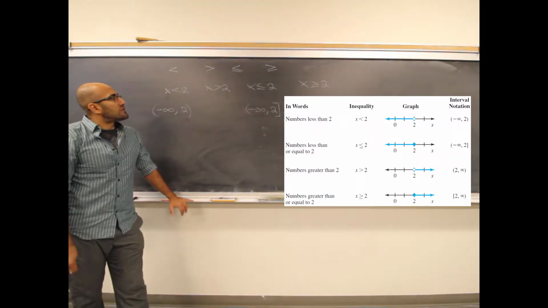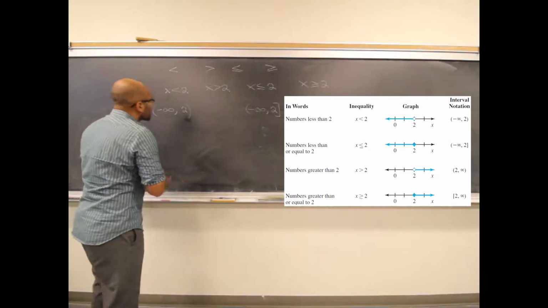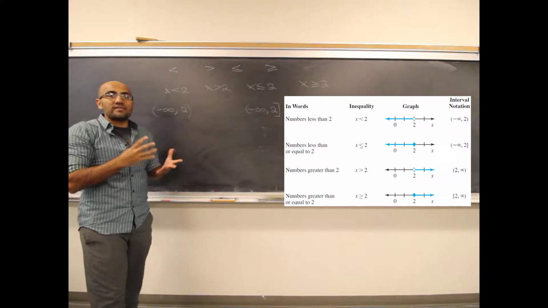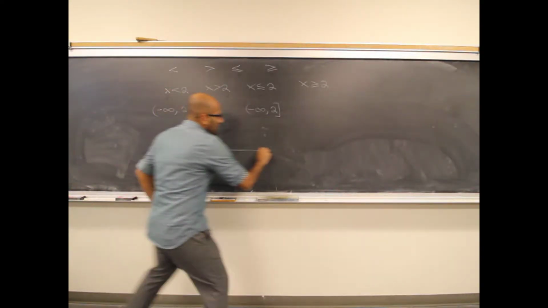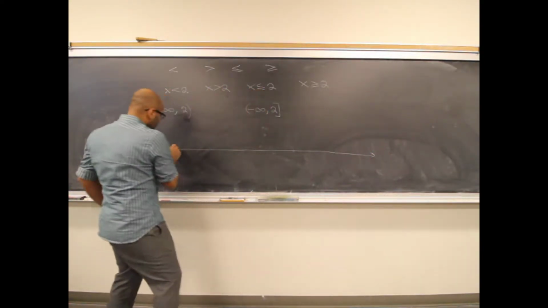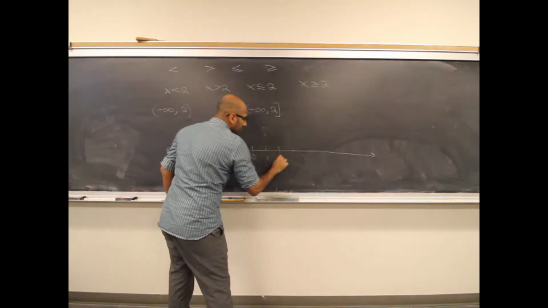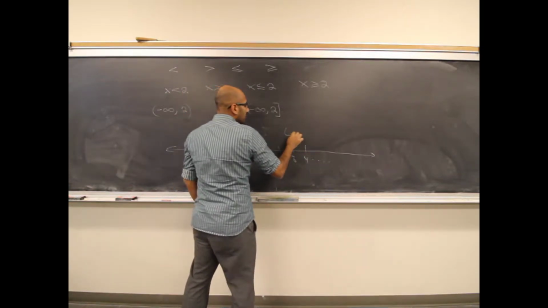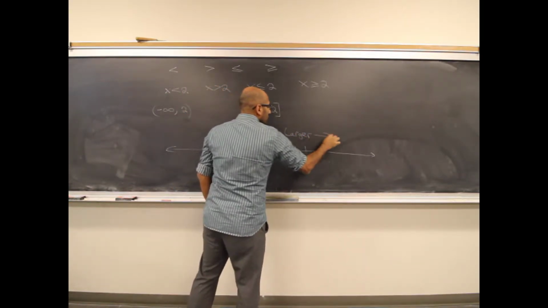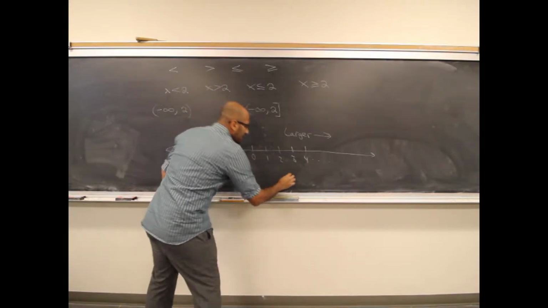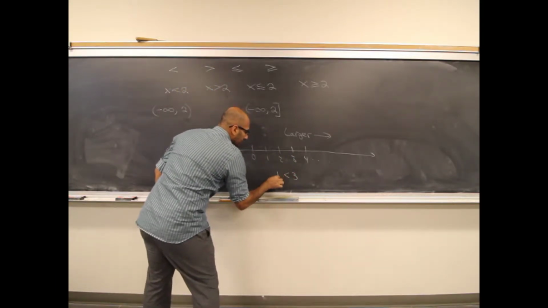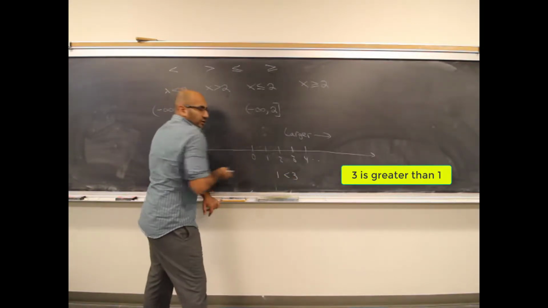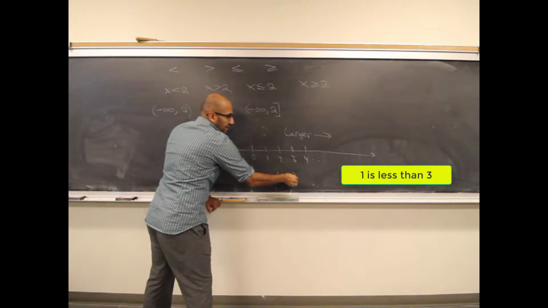Okay, so the way we interpret this, remember that the little open mouth of the inequality is always supposed to be facing the largest number. So on the number line, we have 0, we have 1, we have 2, we have 3, we have 4. Numbers are always going to get larger in that direction. So we would say that 3 is greater than 1. We can read it this way, 3 is greater than 1. We can also read it that way, 1 is less than 3.